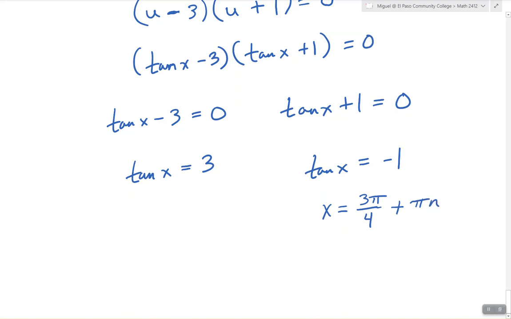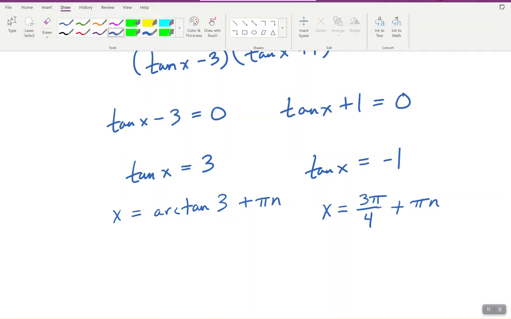Good. And then the other one is more difficult, right? Because it's a 3 and we can't do this one with the unit circle. This one we would write as x is equal to arctan of 3, and then we'll add the pi n here. Plus pi n.